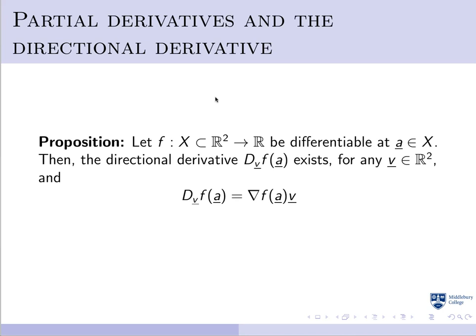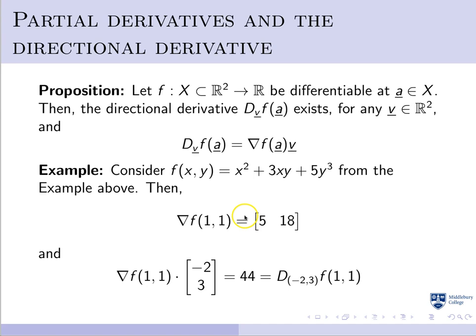Given any scalar valued function of two variables, if that function is differentiable at a point, then the directional derivative exists for any direction, and moreover we can compute the directional derivative without having to go through our definition using the limit. The directional derivative can be computed as the product of the 1 by 2 gradient vector multiplied by our 2 by 1 column vector v. So for our example above, we would compute that the gradient of f at the point (1, 1) is the row vector (5, 18). And we can easily see in this instance that multiplying this row vector by the column vector that we had in the previous example gives the answer.